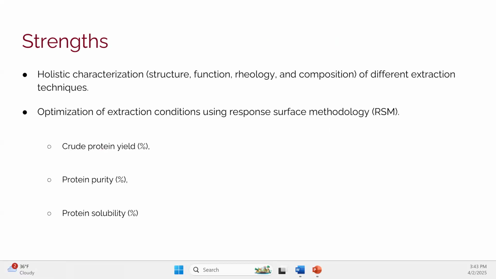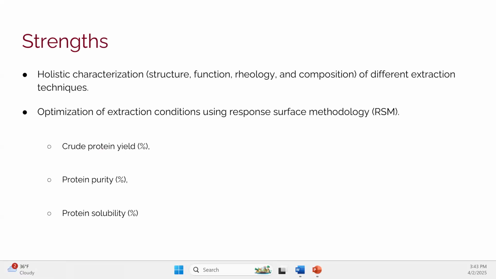The strength of this paper, obviously, is that it gives you a holistic characterization. It looks into different extraction techniques for different insects, and gives you a look at their individual structure, function, rheology, and composition. So it's a very holistic view of different techniques.